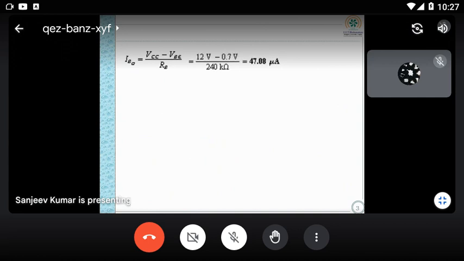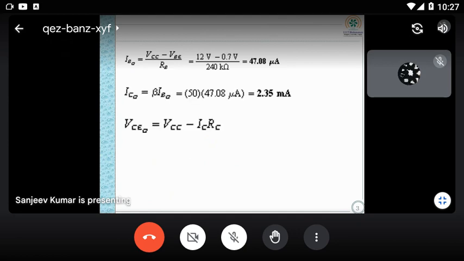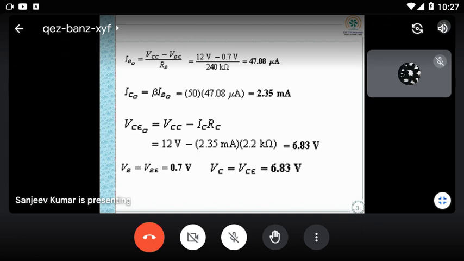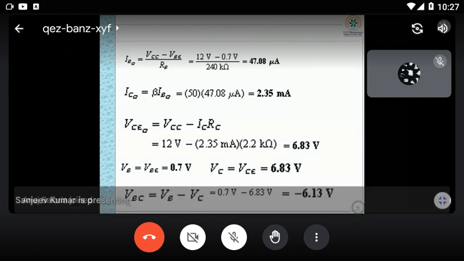First you've got IBQ using that formula, then ICQ, then VCQ. Whatever values are given, you can put those values, and it is given in your book also as an example. Now VBE is equal to VB, same thing, 0.7 volt. VC is equal to VCE, 6.83 volt, and VBC is equal to VB minus VC, and you can see this is minus 6.13 volt. So can you tell me why it is minus?